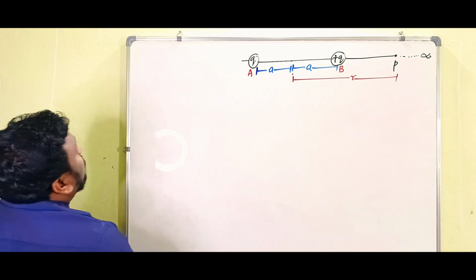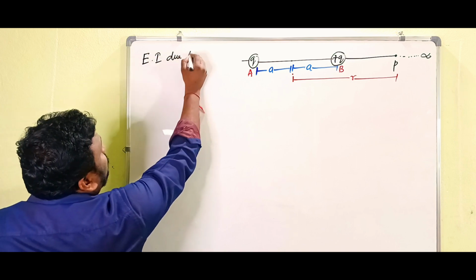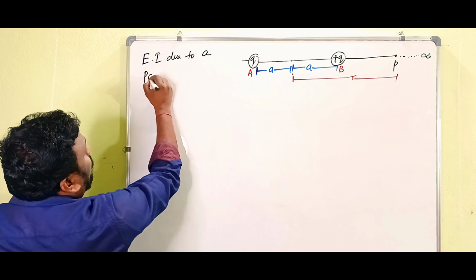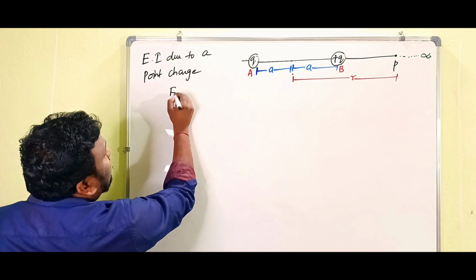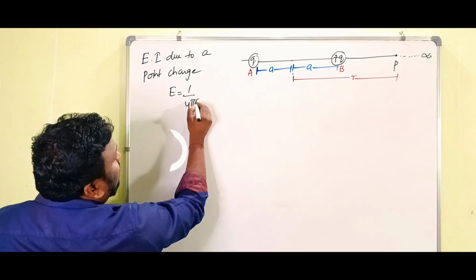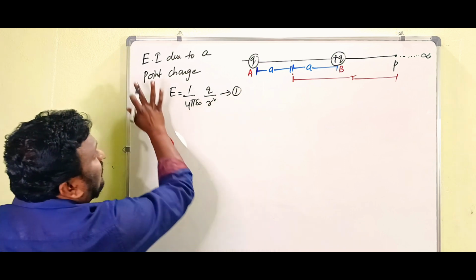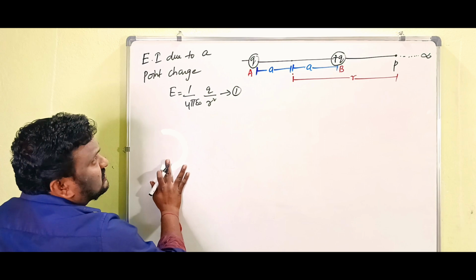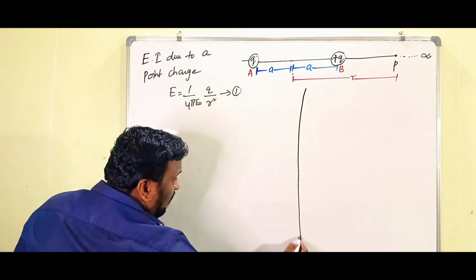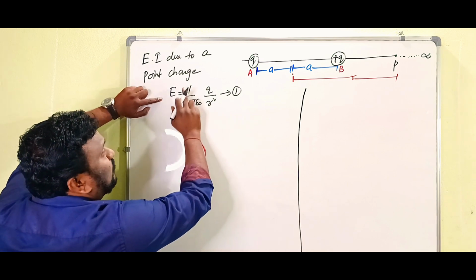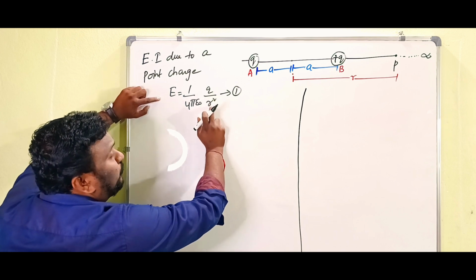So already we know, children, what we know: the electric field intensity due to a point charge, E is equals to 1 by 4 pi epsilon naught q by r square. This is a general equation you have to remember, electric field intensity due to a point charge. In the same manner here, we have a formula. Look here, E is equals to 1 by 4 pi epsilon naught q by r square. What is the r? Distance from charge to the point.